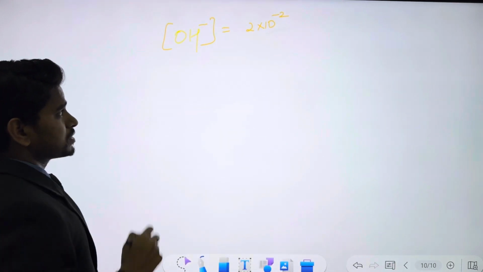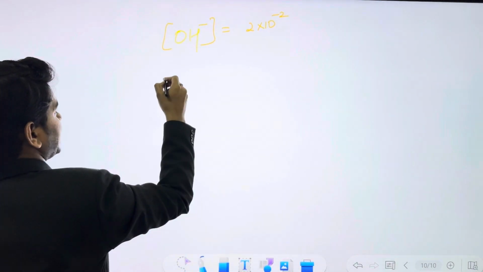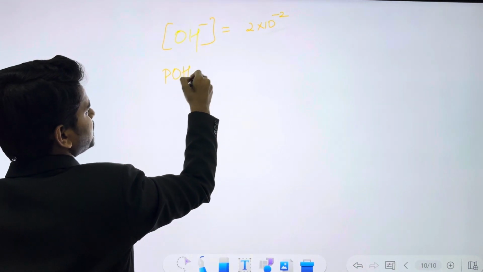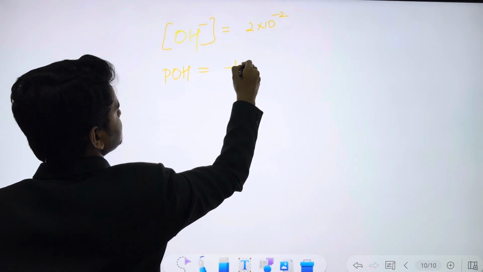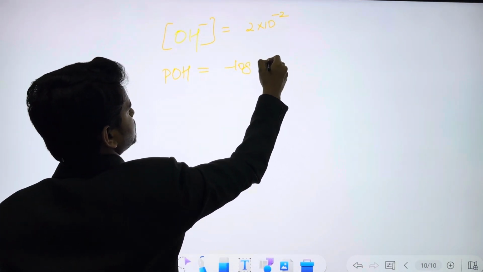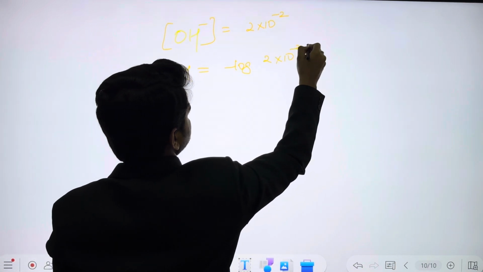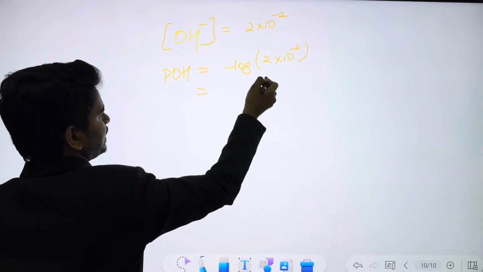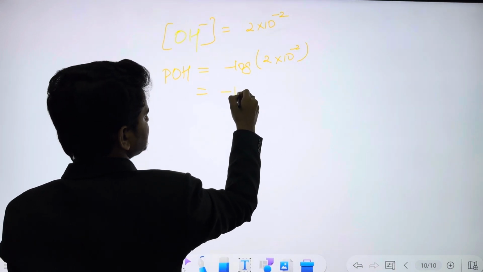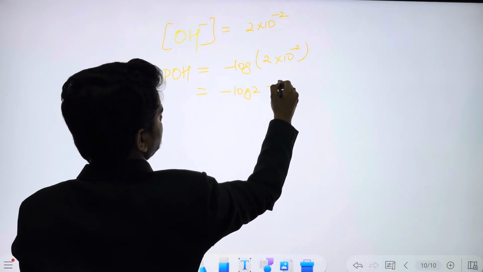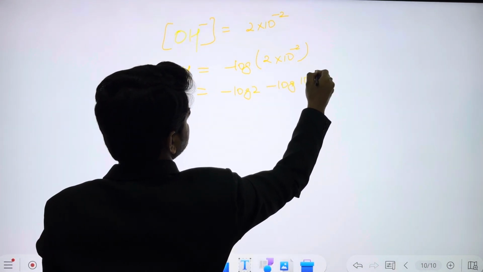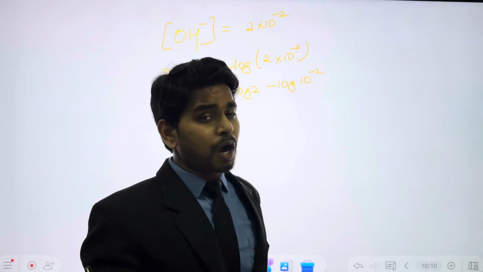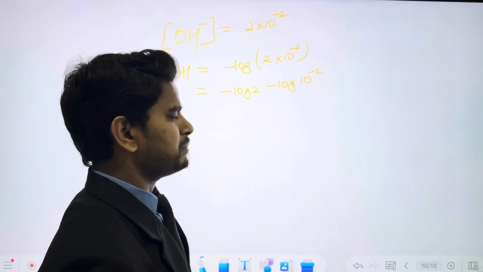So what will you do? Try to solve on your own. You will find pOH this time. You will not find pH. pOH will be minus log OH minus concentration, so 2 into 10 to the power minus 2, and this value will be minus log 2 minus log 10 to the power minus 2. This time I did not keep the minus outside the bracket. I just multiplied minus along with it.